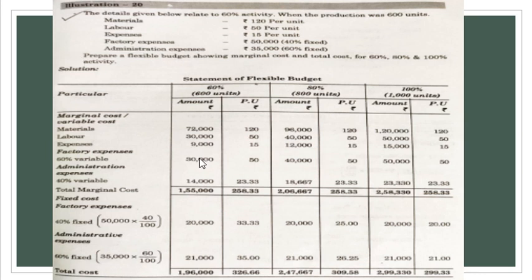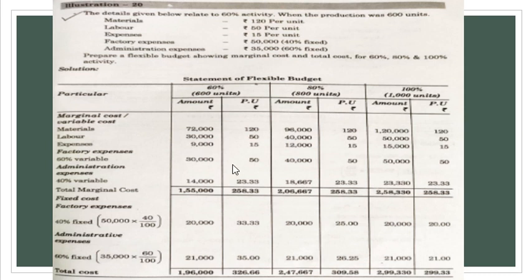So we have taken 14,000 under 600 units. Now we will find out the cost per unit. 14,000 divided by 600 units will give us 23.33. As these are variable expenses, the cost per unit will be the same. So for 800 units also we will take 23.33, and for 1000 units also 23.33.